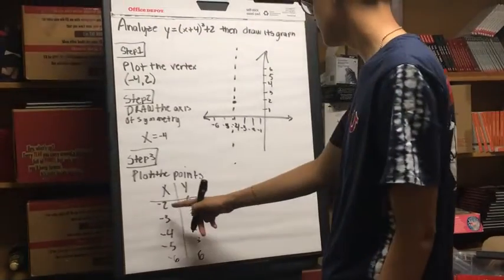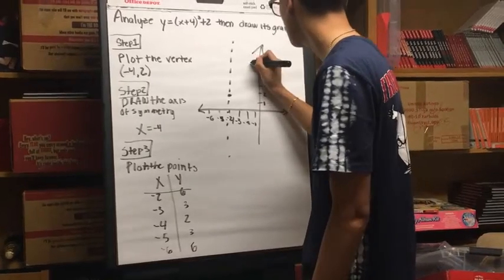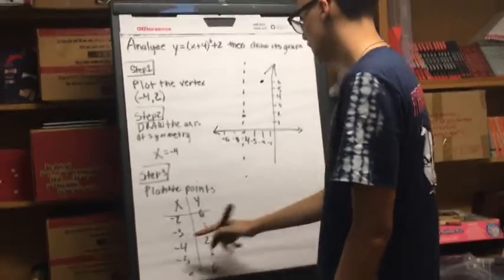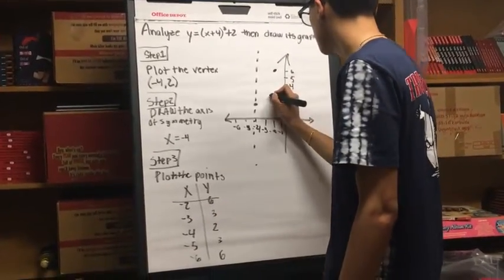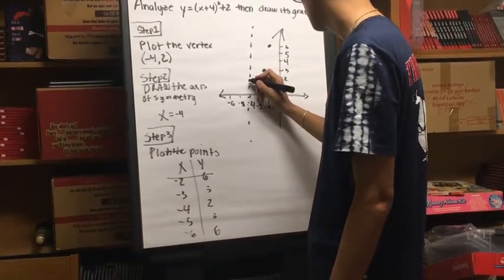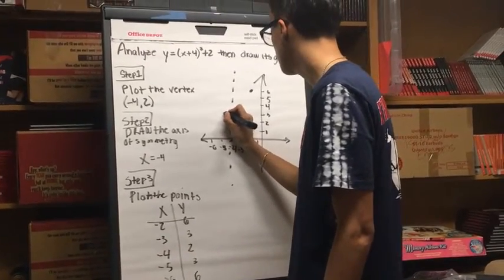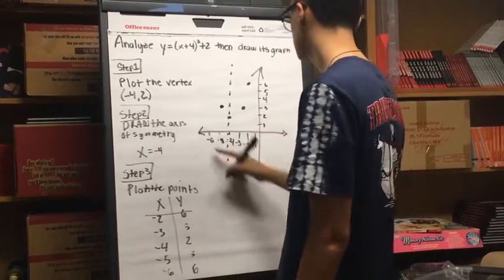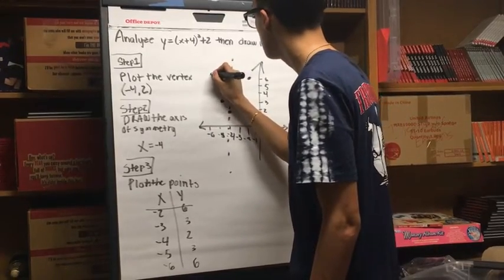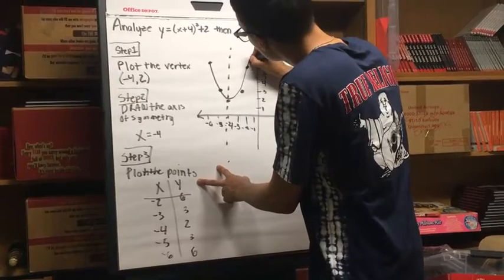Alright, so first is going to be -2 and 6, which is going to be right here. -3 and 3, which is going to be right here. -4 and 2, which is the vertex. -5 and 3, which is going to be right here. And -6 and 6, which is up here. Making the graph come out to look like this.